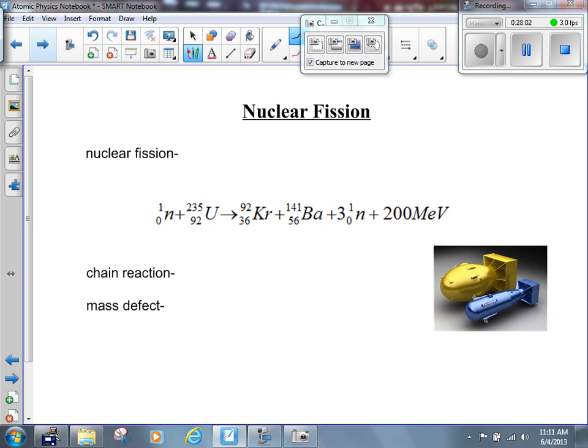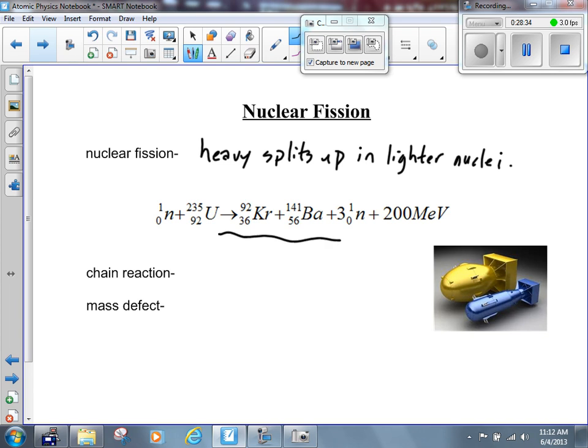Nuclear fission is a process in which one heavy nucleus splits apart into two or more lighter nuclei. So we're going to say heavy nucleus splits up into lighter nuclei. There's lots of examples of heavy nuclei splitting up into lighter nuclei. Lots of examples of nuclear fission. The one that you see up on the board is one of them.